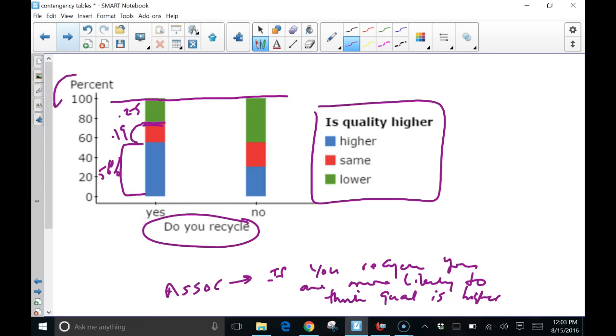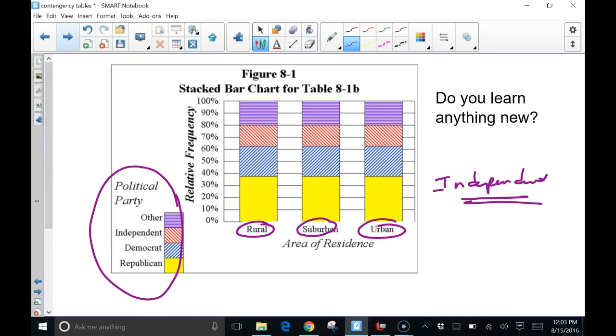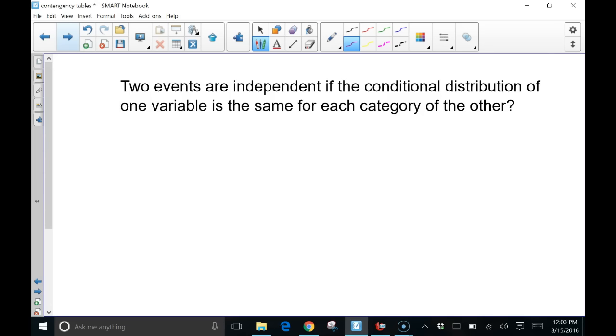And then we looked at this idea of independence. Two variables are independent, basically, if you learn nothing new. And when we look at this segmented bar graph, we say, wow, I did learn something new. If someone recycles, they're more likely to say the quality is higher. Versus this segmented bar graph that says, gee, where you live really doesn't tell me much about political party, which led to our definition of independence.